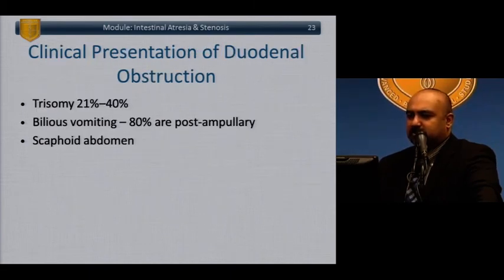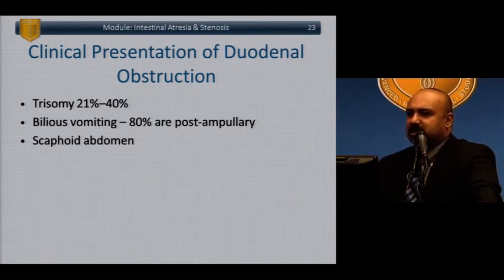The things to remember: up to 40% of these patients can have trisomy 21. Bilious emesis, 80% are going to be post-ampullary, so 80% will have the bilious emesis. However, 20% may not have bilious emesis.